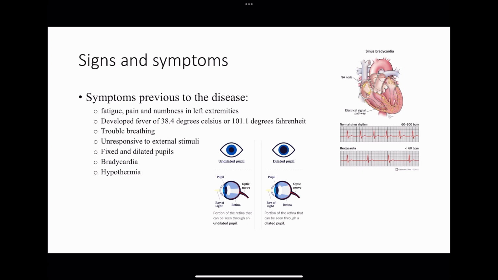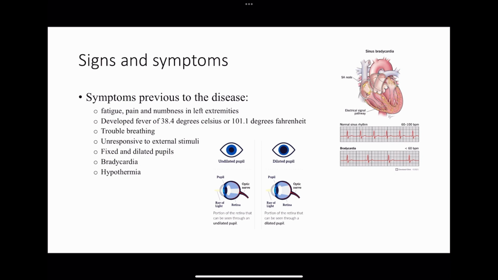And on the pictures in this slide, you can see that I have a picture of eyes and then a picture of a heart scan. So the picture of the eyes shows undilated and dilated pupils. In Miguel's case, he had dilated pupils, so his eyes looked more like the right side of the picture, where the black part of the eye is way bigger than normal.